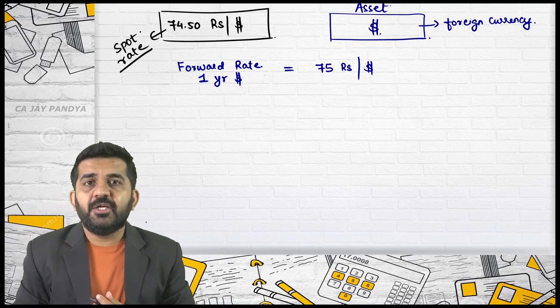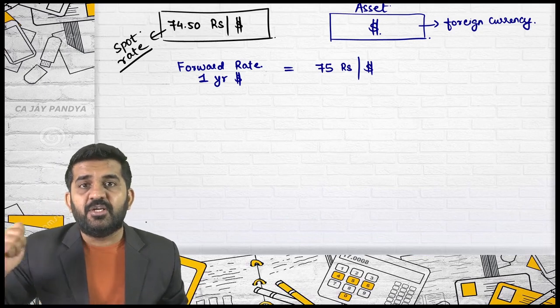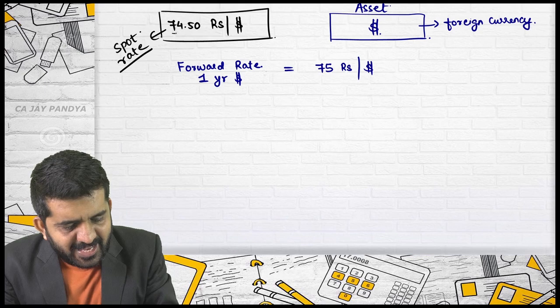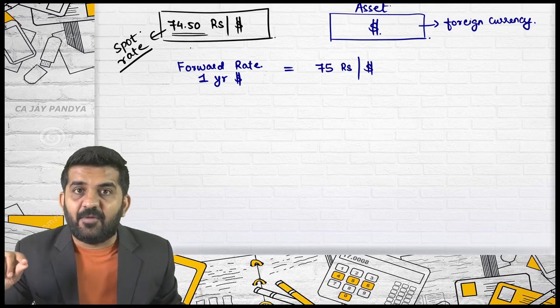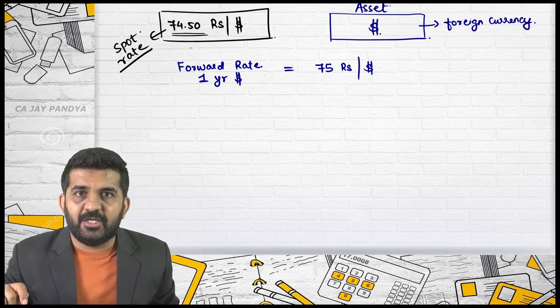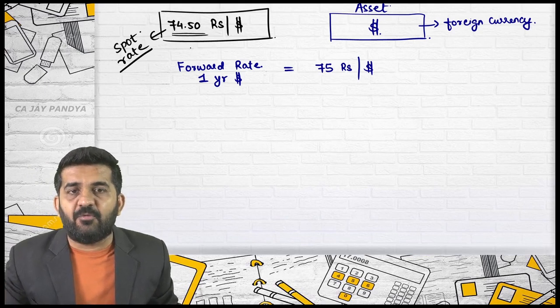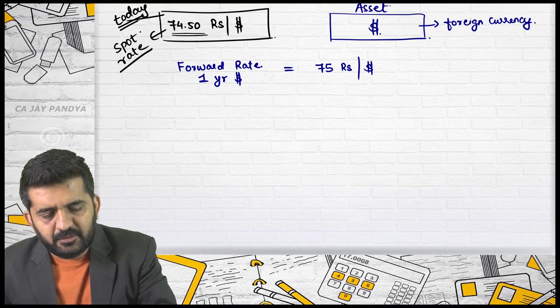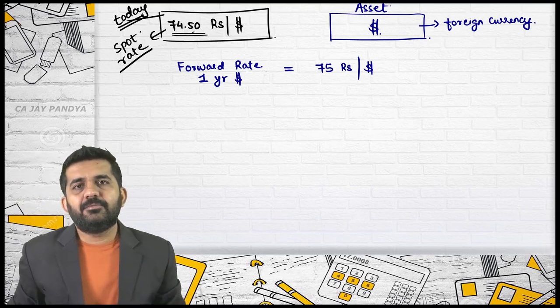This is which rate? Spot rate. So what is the difference? Try to concentrate. If I want to purchase and sell dollar today, if I am having dollar today, I want to sell it. If I want a dollar today, if I want to purchase it, that is today, this rate will be applicable.